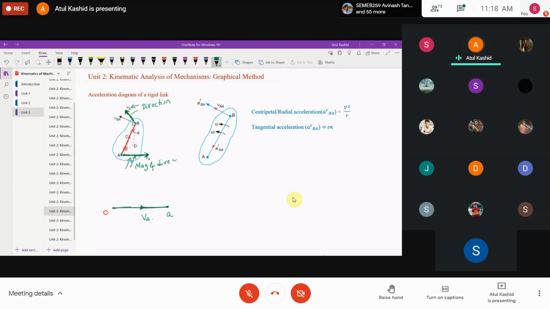Then we know the absolute velocity of B also. The direction is already given, so we'll draw in that direction, parallel to what is shown over here. But we don't know the magnitude, we only know the direction, so we will not get the point B. As I told you, when we don't know the magnitude, we have to extend the line to both sides. We don't know where we are going to get the point B, so extend it on both sides of the point O.